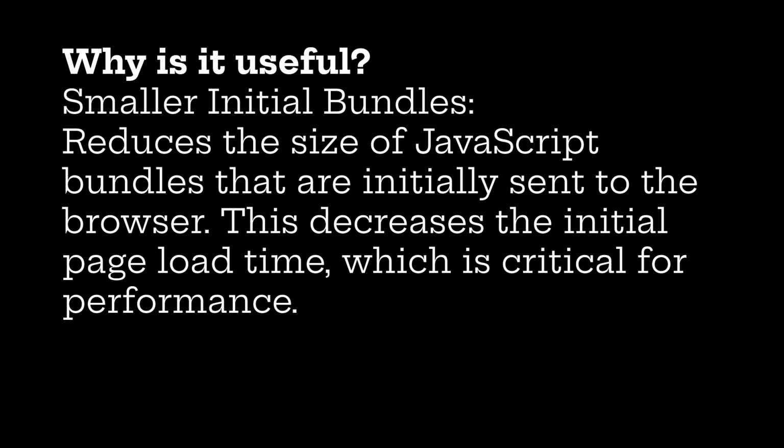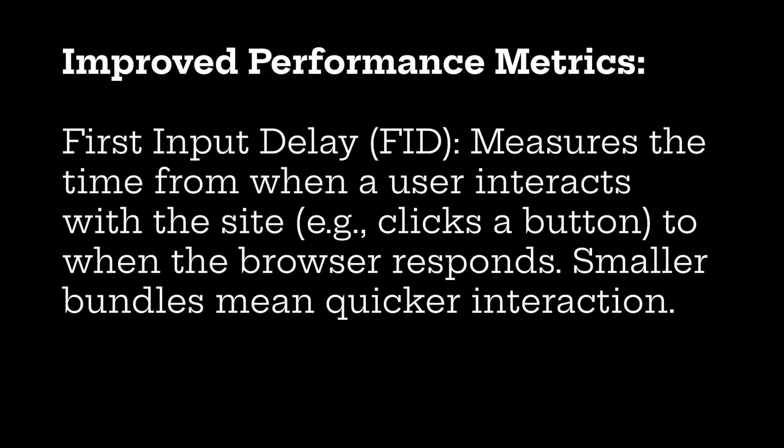So why is it useful to do part by part hydration? The first one is smaller initial bundles. It reduces the size of the JavaScript bundles that are initially sent to the browser. This decreases the initial page load time, which is crucial for performance. Also, improved performance metrics. First input delay measures the time from when a user interacts with the site, for example clicks a button, to when the browser responds. Smaller bundles mean quicker interaction, so first input delay will also improve.